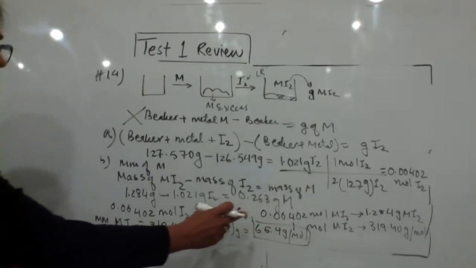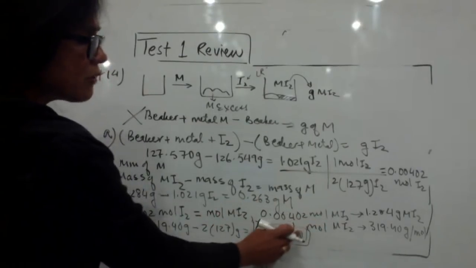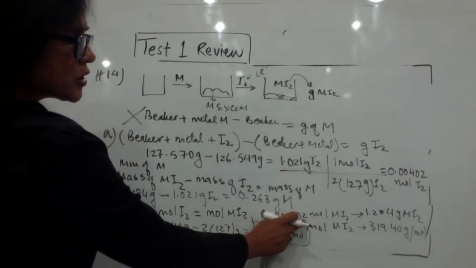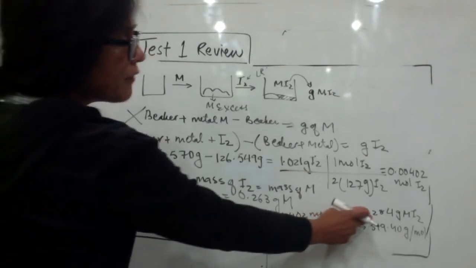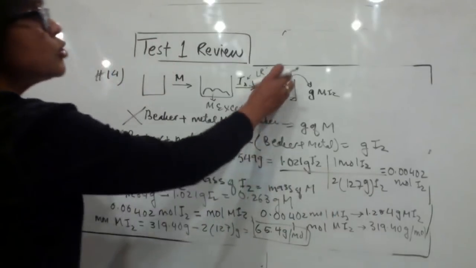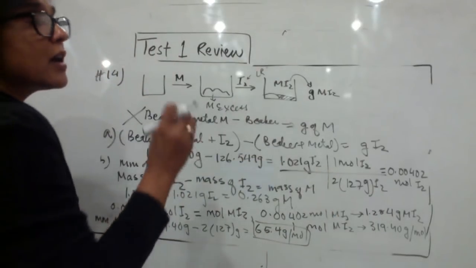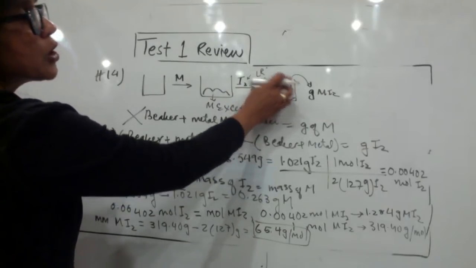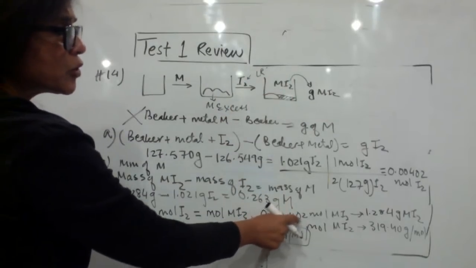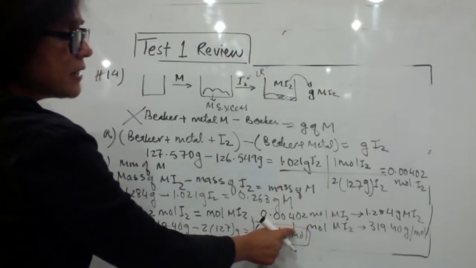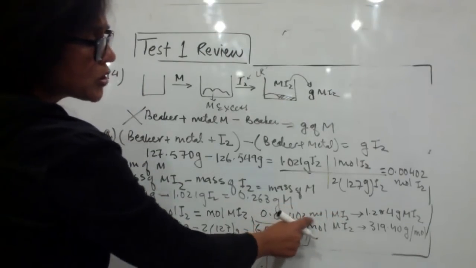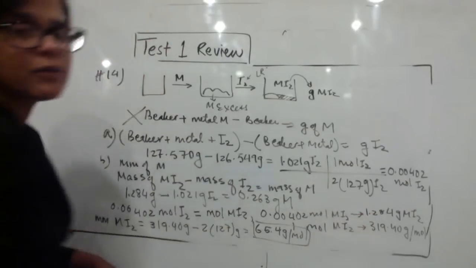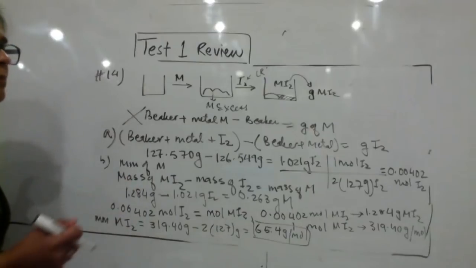319, Iris, came from getting the mass of 1 mole of MI2. We knew 0.00402 moles of MI2 weighed 1.284 grams. We knew how much MI2 was in here. Using the I2's moles, because of the 1-to-1 mole ratio, we also knew that was 0.00402 moles of MI2. Then, using ratios, if 0.00402 moles of MI2 weigh this much, then 1 mole will weigh how much? And whatever the 1 mole weighs is the molar mass of MI2.